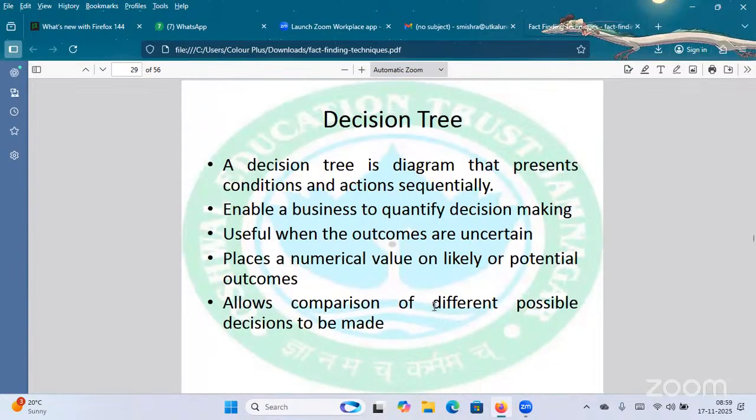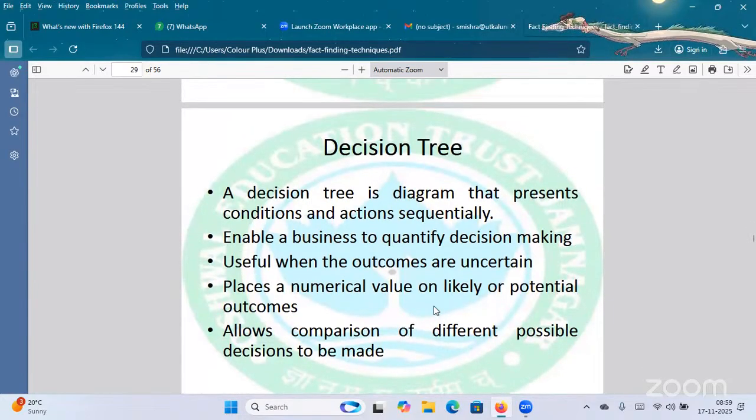So these are the tools. The first tool is our decision tree. It is nothing but a tree structure through which the decisions are to be taken. So a decision tree is a diagram that presents conditions and action sequence. So condition and action rules are there. It enables a business to quantify decision making.